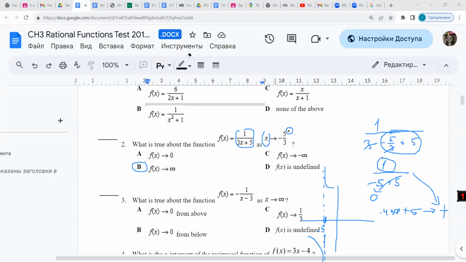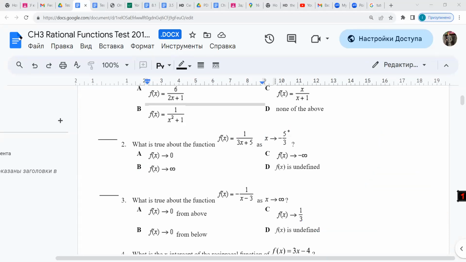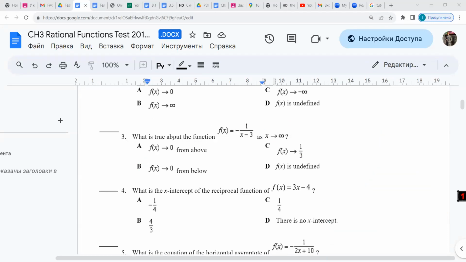Okay, guys, as I see no questions coming, let's move on to question number 3. What is true about the function f of x equals negative 1 over x minus 3 as x approaches negative infinity? So basically, we're asked to see the end behavior of this function.